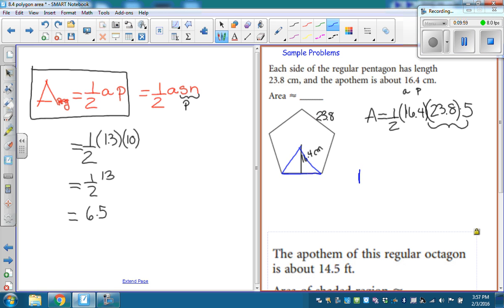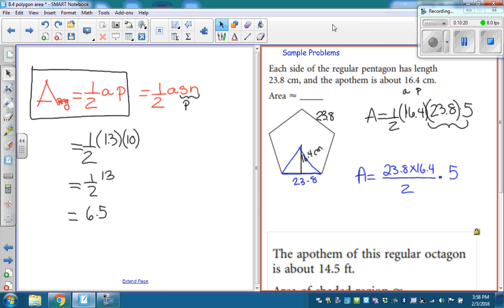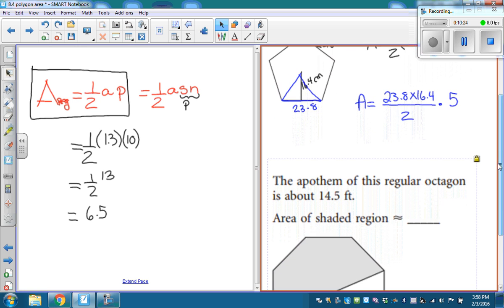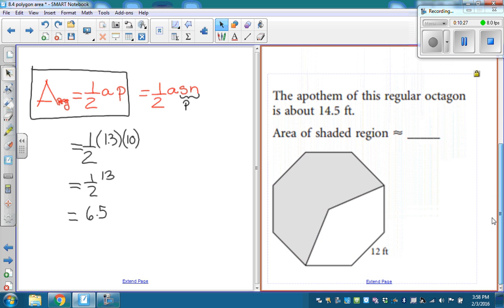And you would have essentially the same thing, because the area of one triangle is 23.8 times 16.4 divided by 2, and there's 5 of them. You get the exact same thing. So that's not really a going backwards problem. But this one is more of a thinking problem. That's what I meant to say, is there's a few harder things that you'll have to do in your homework.